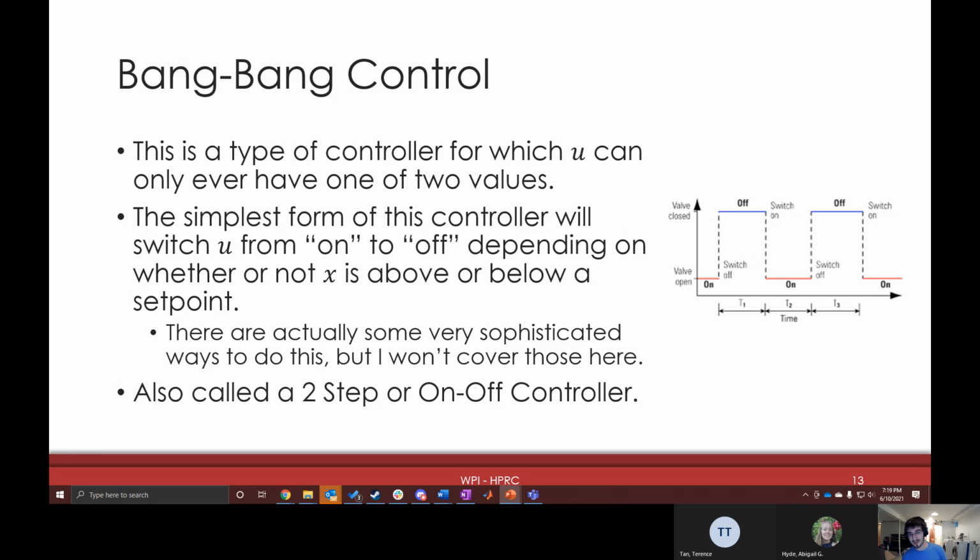The simplest way of deciding when to switch between on and off is depending on whether your x is above or below the set point. There are a lot more sophisticated ways to do this, but that falls into what I was saying previously, that we won't be covering how to find the mathematically perfect time to switch. It's also sometimes called two-step or on-off control.